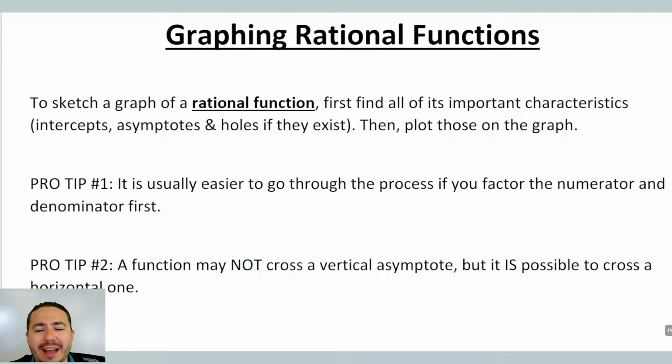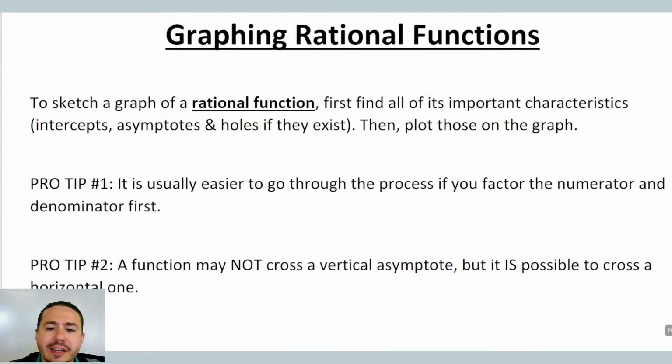Hey y'all, welcome back. Today we are going to learn how to take what we learned in the last lesson, which is finding all the different characteristics of rational functions, and put them all on the graph so that we can start to sketch all of these seemingly complicated rational functions.